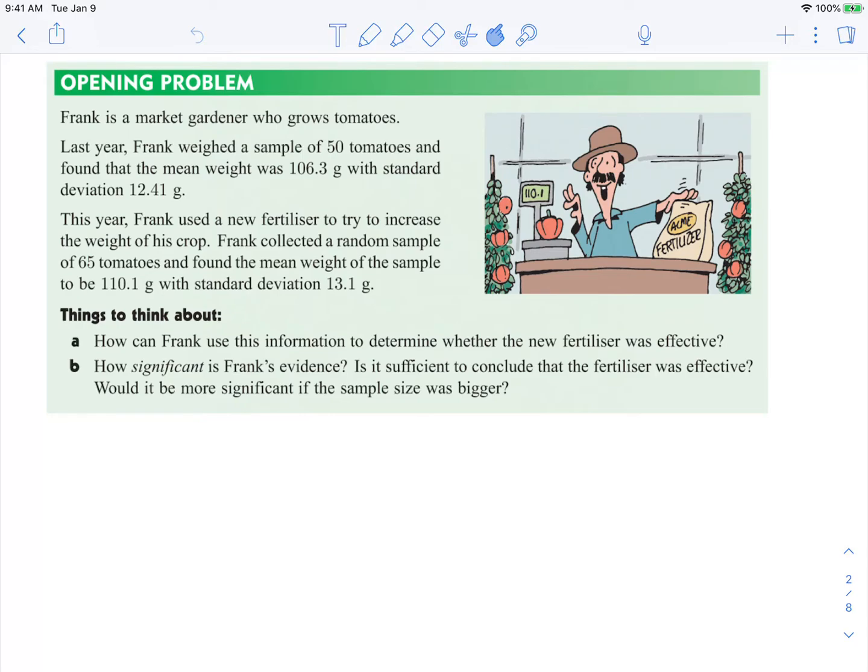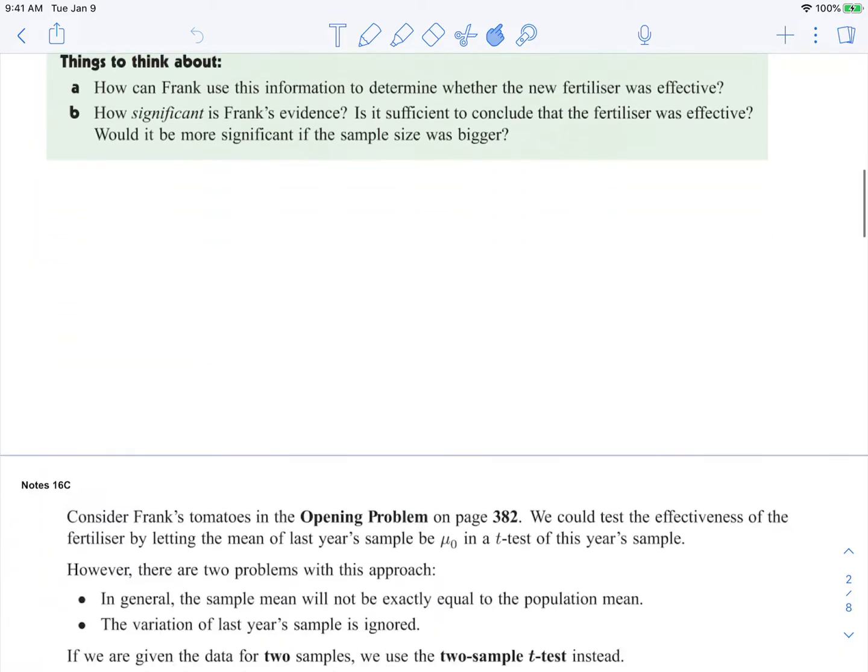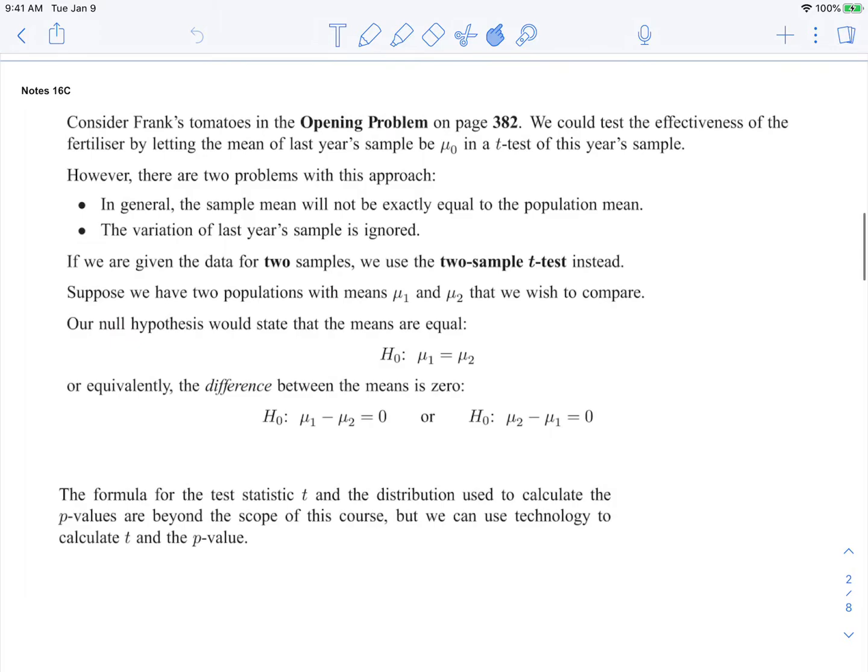All right, we're seeing this problem again in our opening problem in the book, so you can go ahead and just pause and read that. Okay, so consider those tomatoes in the opening problem.